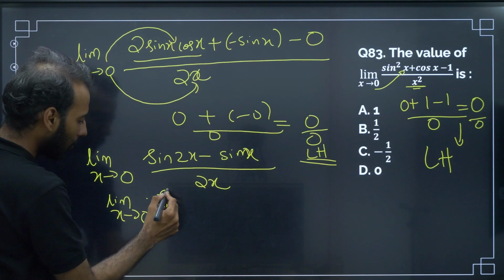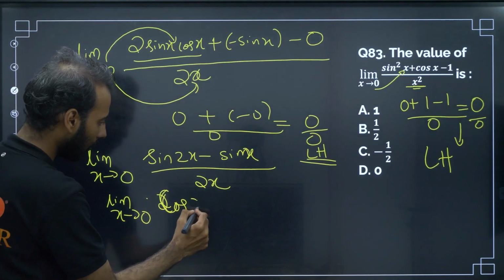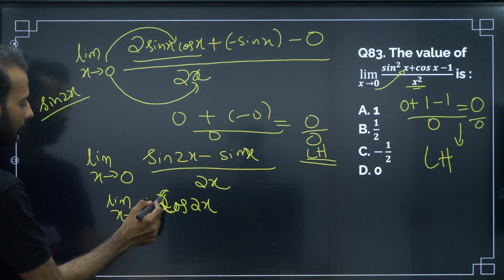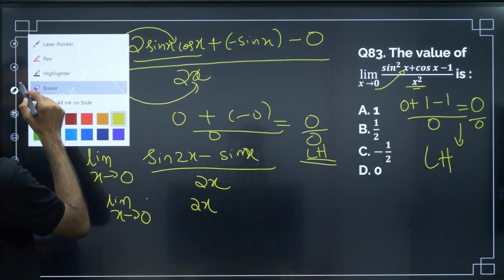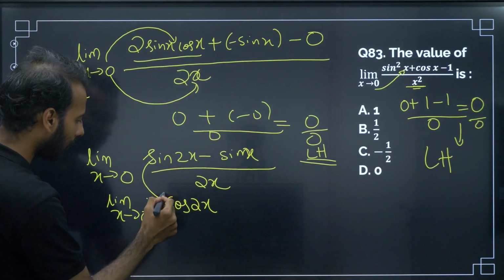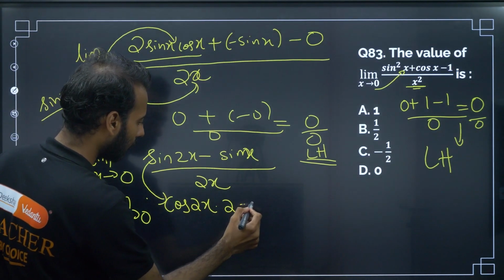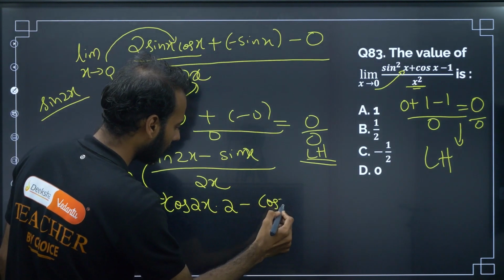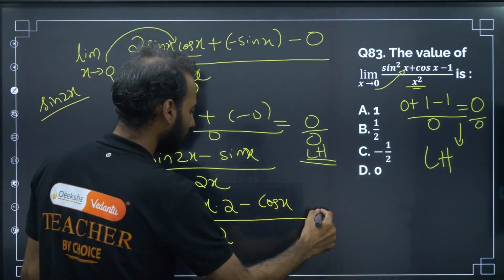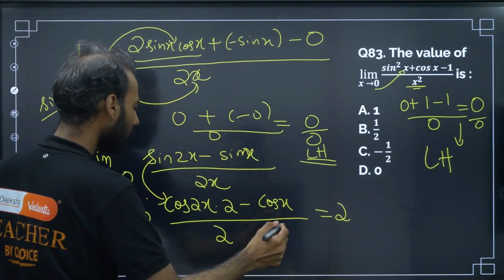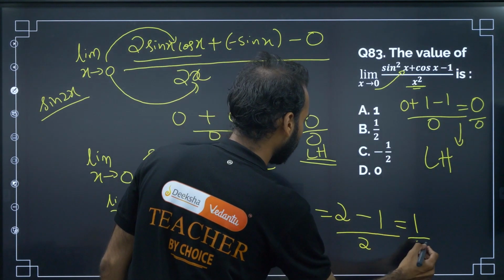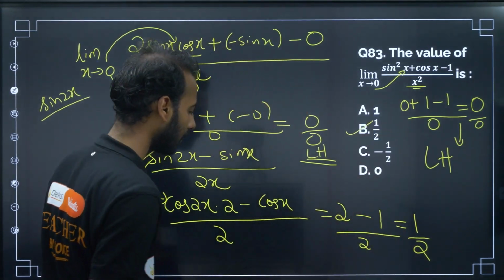Sin 2x becomes cos 2x. Differentiation of sin is cos 2x dot 2, minus sin x differentiation is cos x divided by 2. So 2 cos 2, cos 0 is 1, by 2 by 2. So option B is the answer.